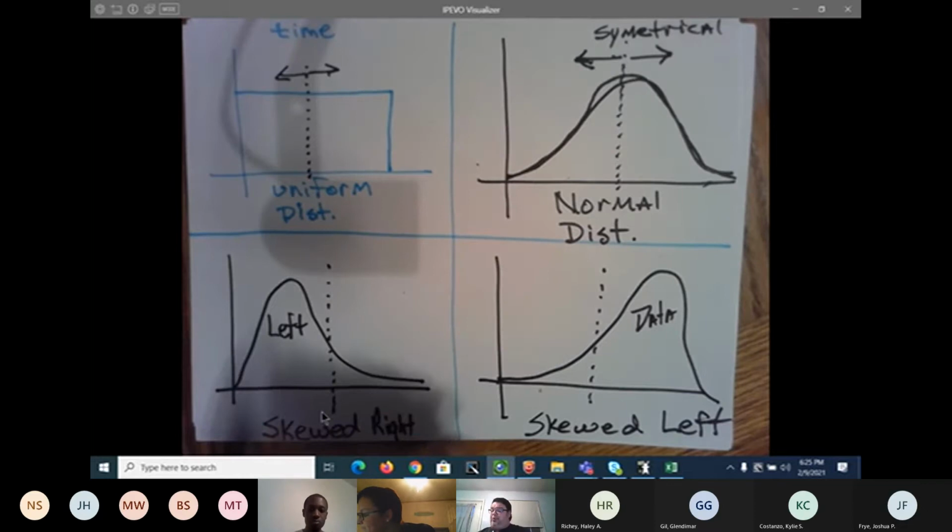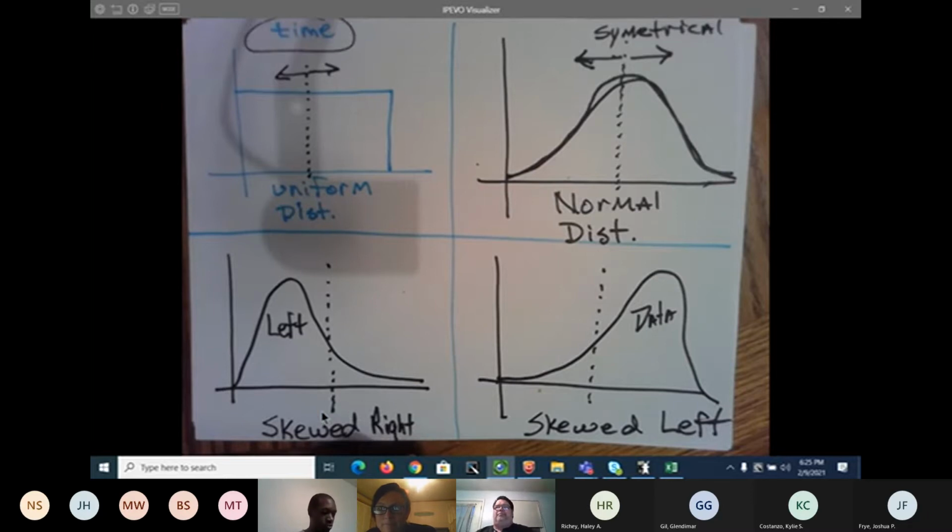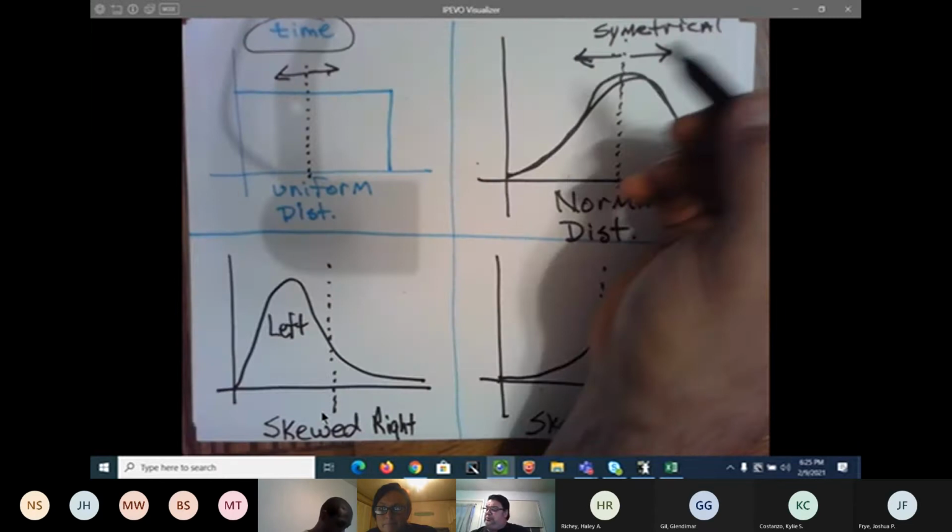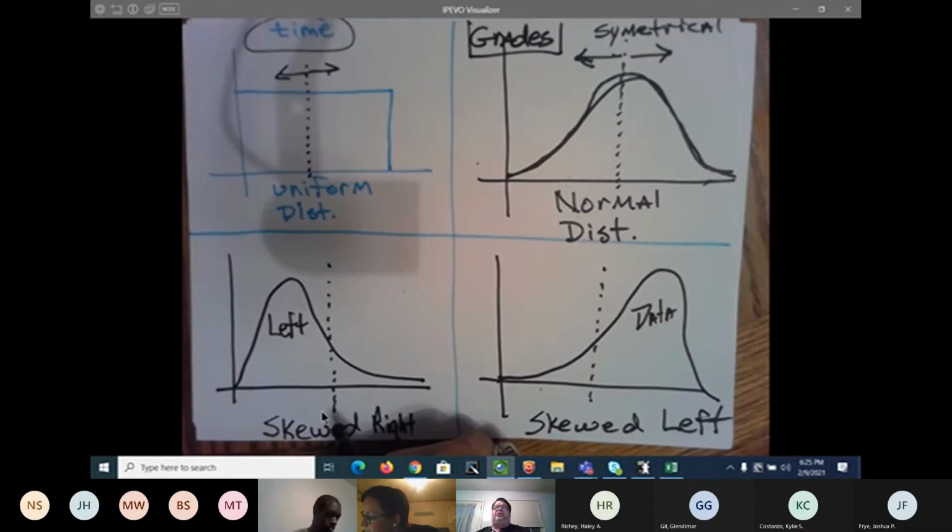Okay. What's an example of uniform? Anything having to do with time. Normal distribution: grades in a classroom, with a good teacher and a good set of students. Now notice I didn't say exceptional, because if you have an exceptional teacher, then you're going to have good grades. If you have a teacher that really sucks, what are you going to have? Bad grades.